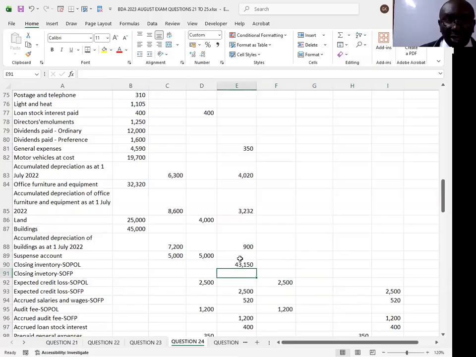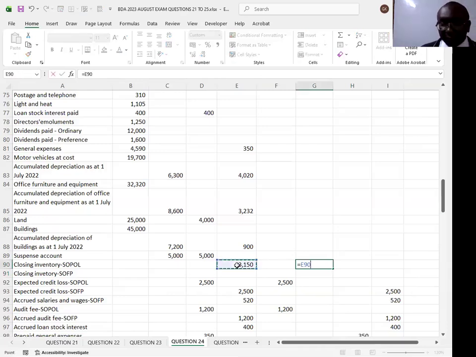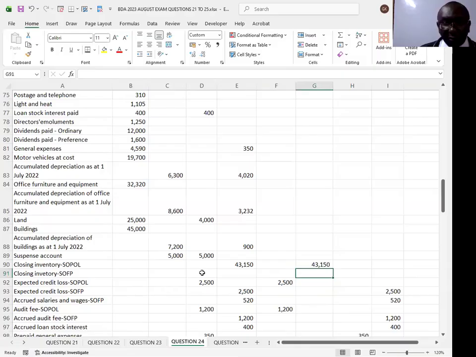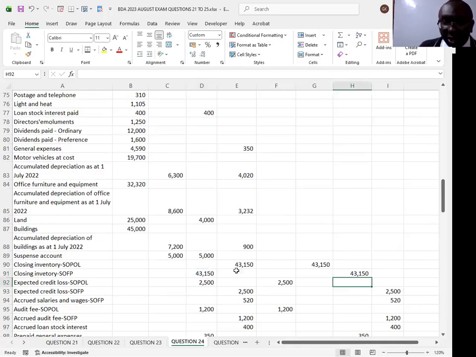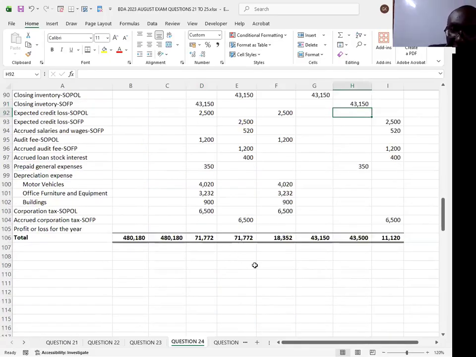So closing inventory that is going to the P&L, we should credit. Alafu nikuje sasa hapa niweke kwa credit. Alafu the one going to the statement of financial position I should debit. And then ikuja hapa ikuwe debited kwa statement of financial position. Now with that, the adjustments should agree. Yes. The adjustments should balance.